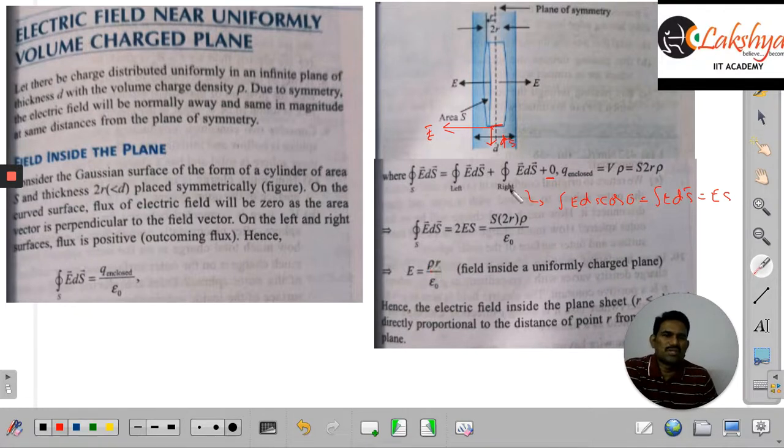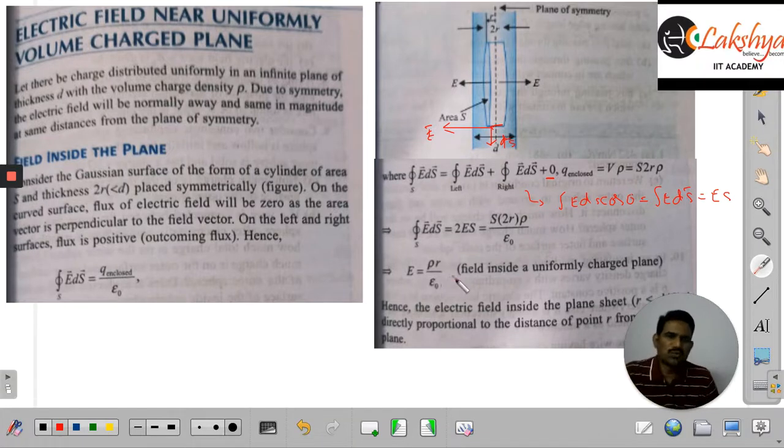So it depends on the distance from the symmetrical axis of this infinite plane. That means it is a function of r, or E is directly proportional to r. So when you are traveling from the center, the symmetrical axis, away from the axis, the electric field goes on increasing. That is what this equation indicates. So this is the expression inside a thick plane of charge having the volume charge distribution, right? So rho is the volume charge distribution.